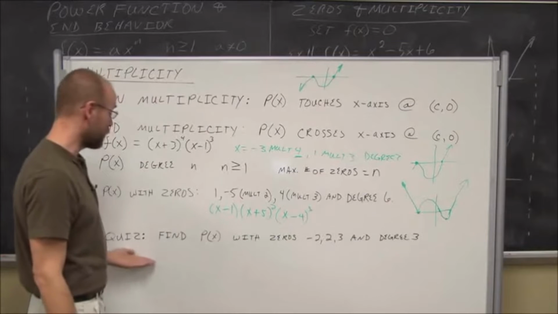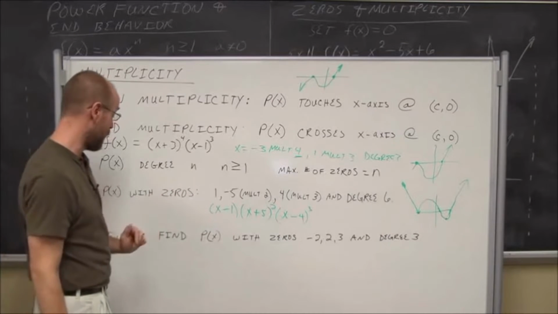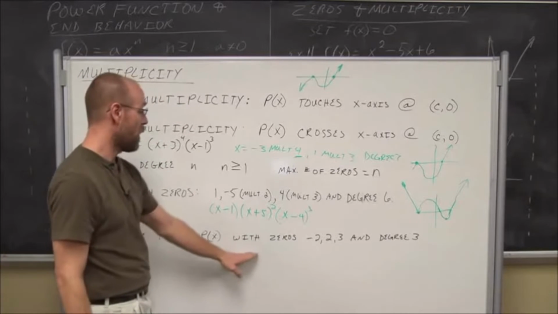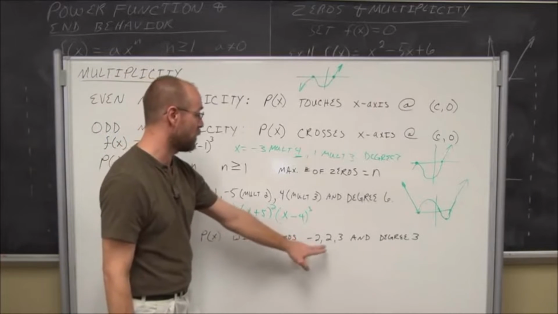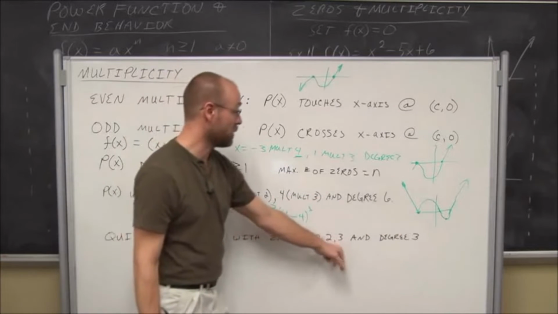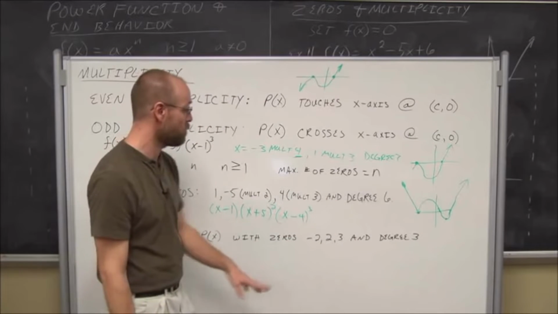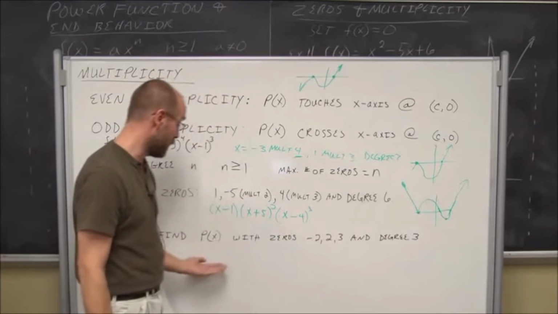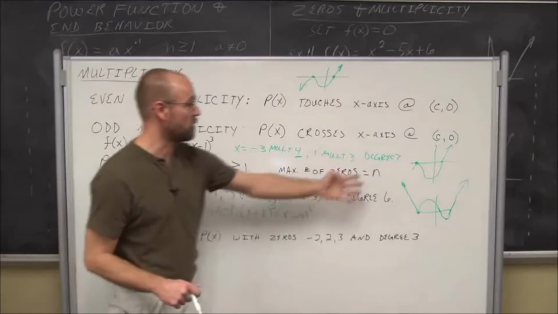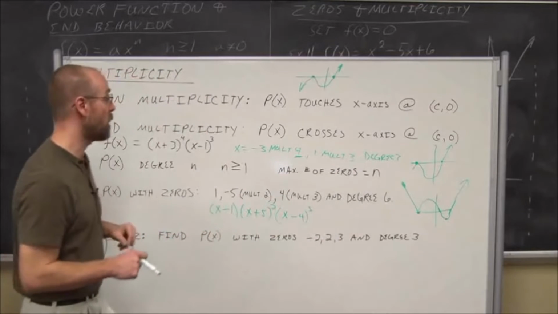All right, so here's your quiz. I want you to try doing this with this information. Find the polynomial, write it out as linear factors, with zeros of negative 2, 2, 3, and degree 3. So we have 3 zeros, 3 degree. That tells you something about its multiplicity. And once you've written out the polynomial, sketch a graph of that polynomial. Very similar to that, but it's only a 3rd degree, so it isn't too bad.